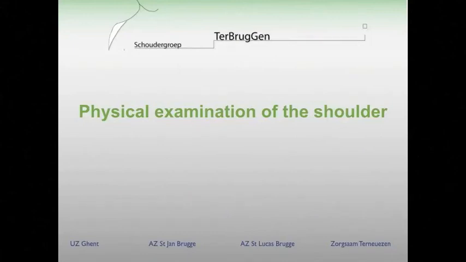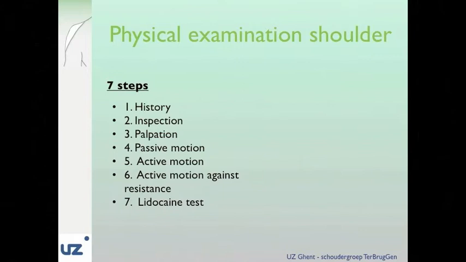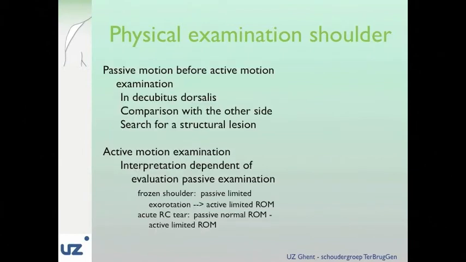Dear colleagues, in this presentation I would like to present a step-by-step approach for the clinical evaluation of shoulder pathology. 7 steps are used: history, inspection, palpation, passive motion, active motion against resistance, and a lidocaine test. These 7 steps will allow to make a clinical diagnosis in 90% of the cases in patients with shoulder pathology.